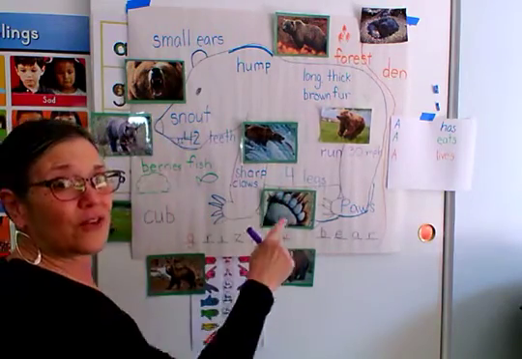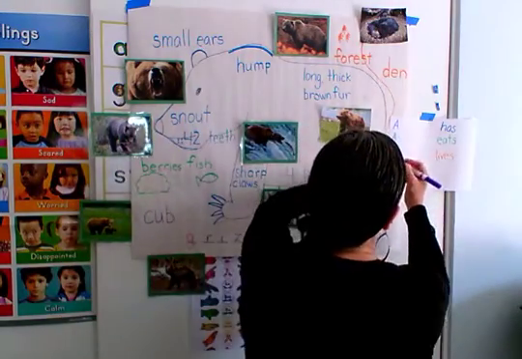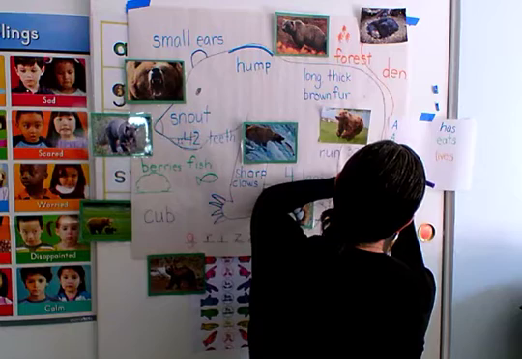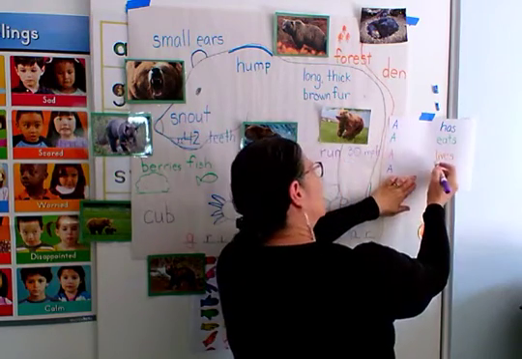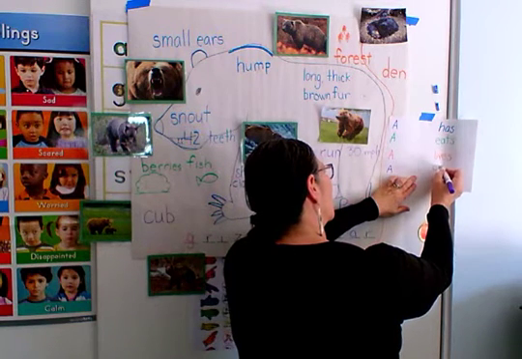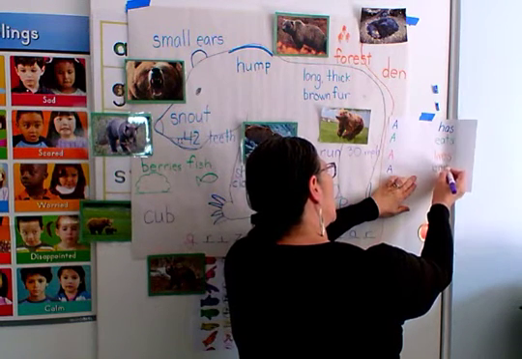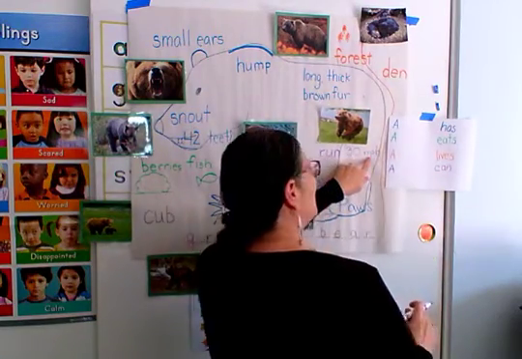So I'm going to go over here to our paper, just in case you want to go later and write on your whiteboard. A grizzly bear, and we're going to write can, C-A-N, can run 30 miles per hour.